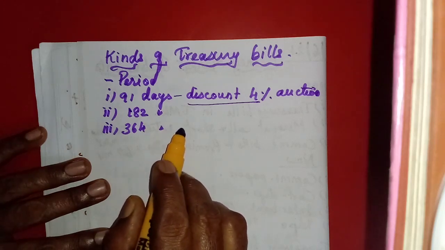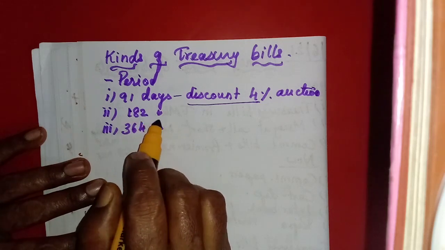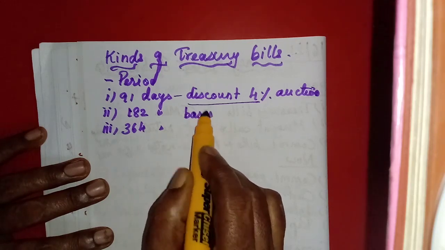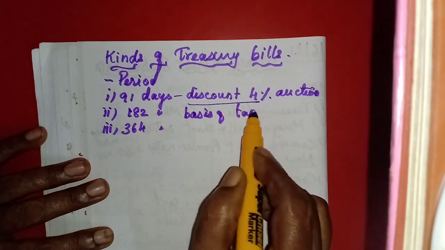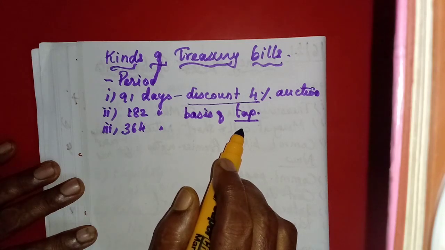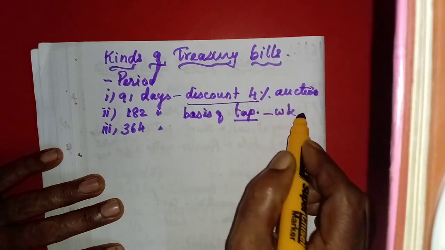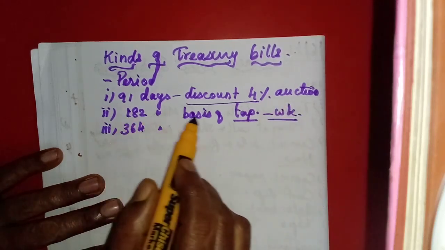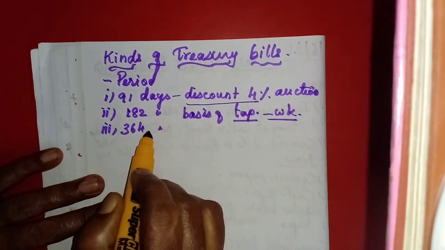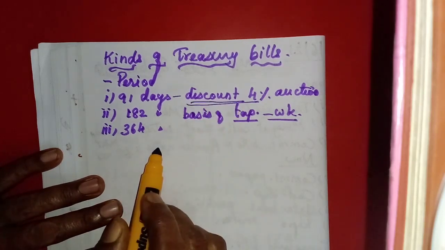Then this 182 days treasury bills are issued on tap basis. We do not know what this is, and you have to study that. They are issued on the tap basis, every week it will be issued. And the last one, 364 days treasury bills, do not have this fixed discount rate of 4%.